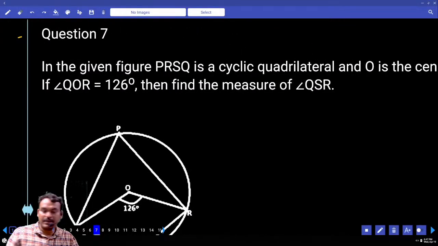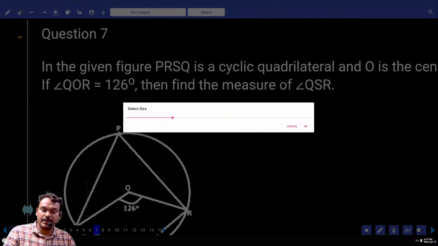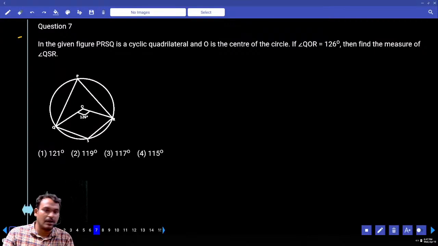Question number 7. In the given figure, PRSQ is a cyclic quadrilateral. O is the center of the circle. Angle QR equal to how much? 126 degrees. What is the measure of angle QSR?